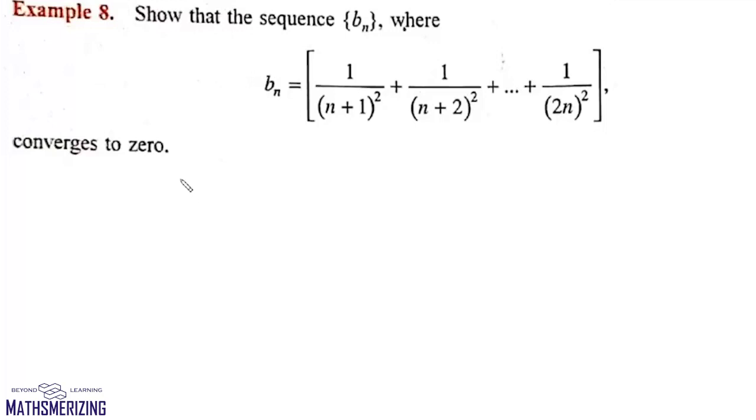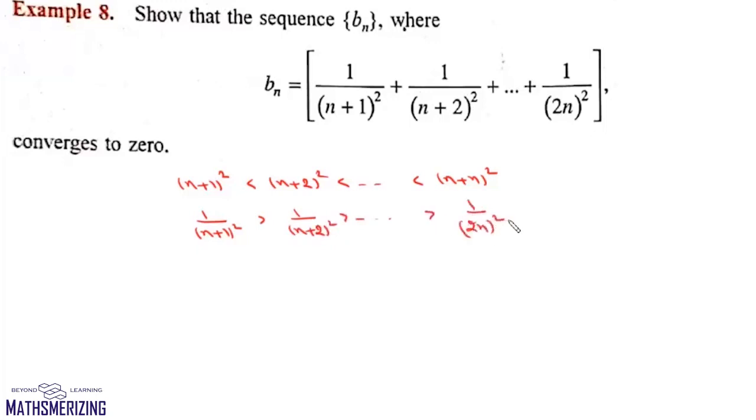Now we know that (n plus 1) square will be less than (n plus 2) square, and it will be less than (n plus n) square. Now if we take reciprocals, we can write 1 upon (n plus 1) square will be greater than 1 upon (n plus 2) square, and it will be greater than 1 upon (2n) square. Now we'll also write that this is greater than n square, so its reciprocal will be less than 1 upon n square.